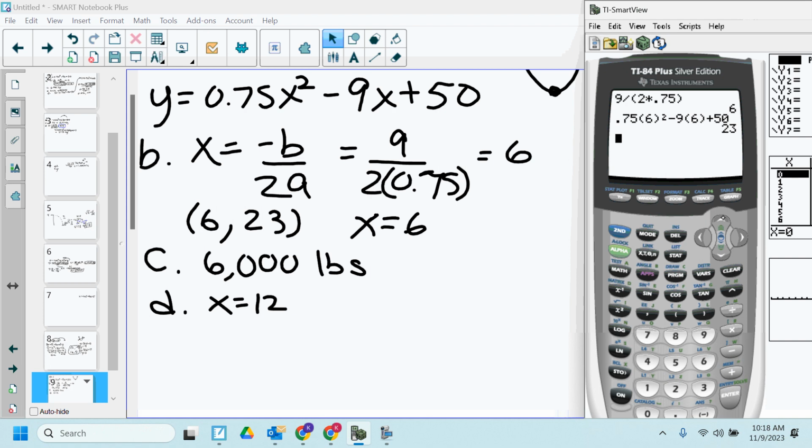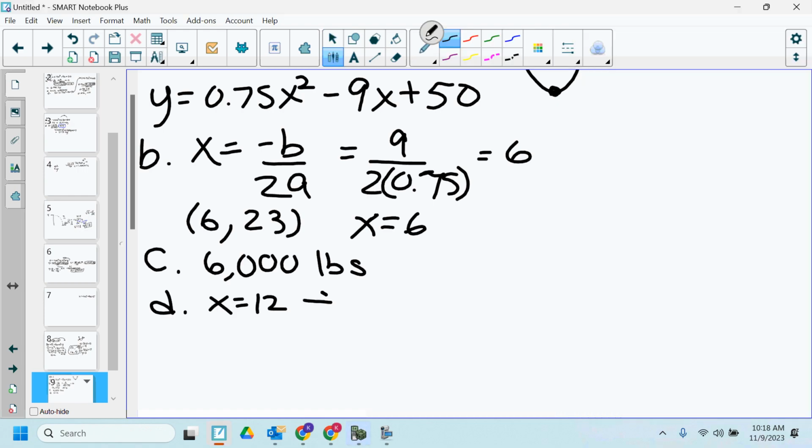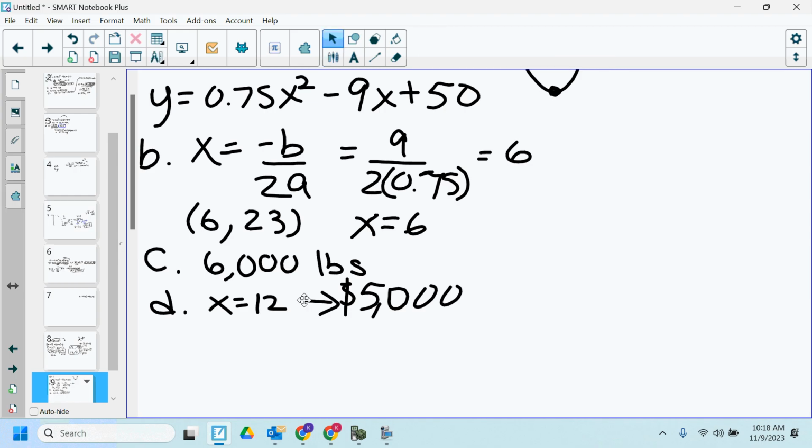There you go. All right, guys. When you input 12 for x, what do you find the output to be? 50? Okay, but in context of the problem, that means 5,000. Good. Oh, and it's dollars. Remember the dollar sign in front. Would you take points off? Yes.